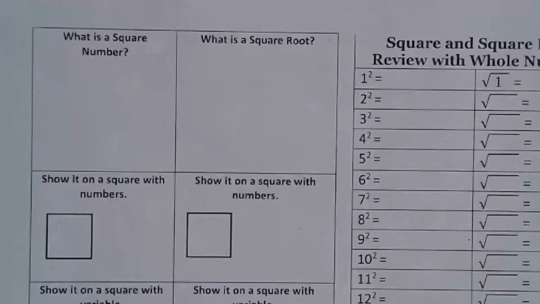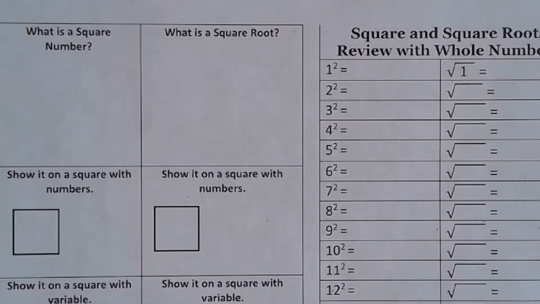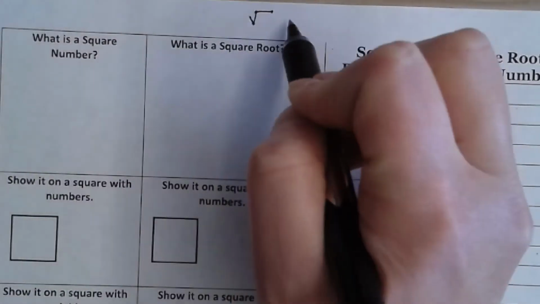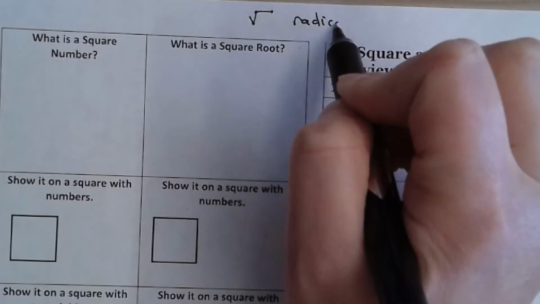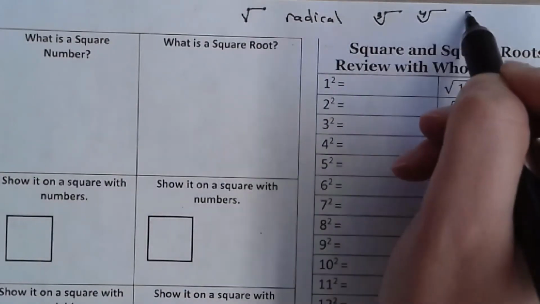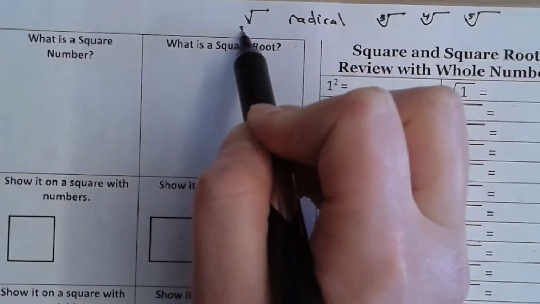So, we are going to be talking about square roots, okay? Square roots are our focus, but there's also cubed roots, fourth roots, fifth roots. They're called radicals. So a square root is a radical. You can have all different kinds. We're going to focus on this one, a square root.